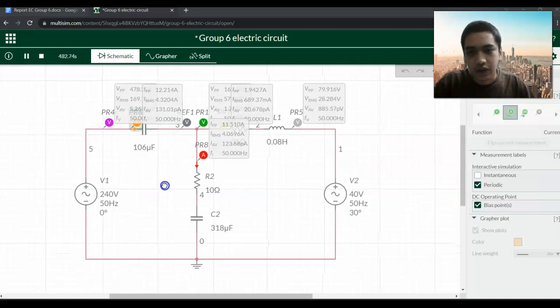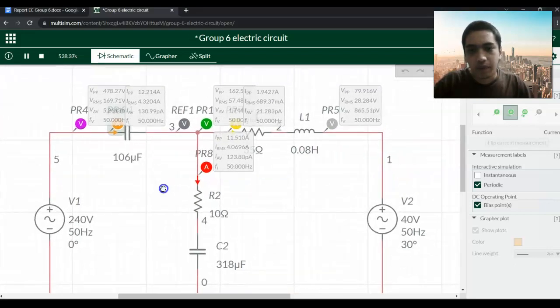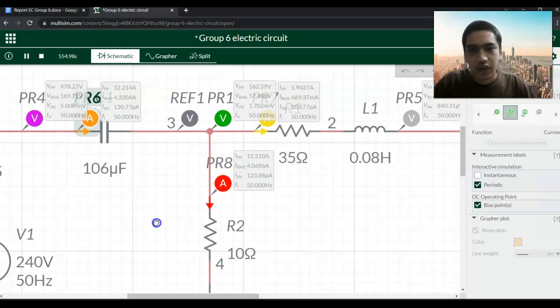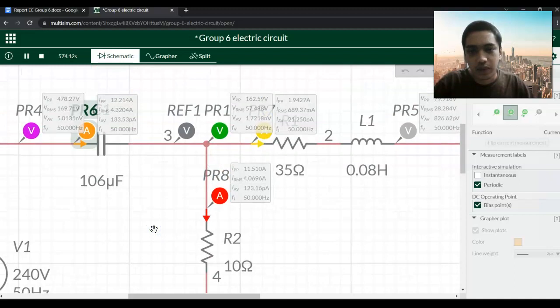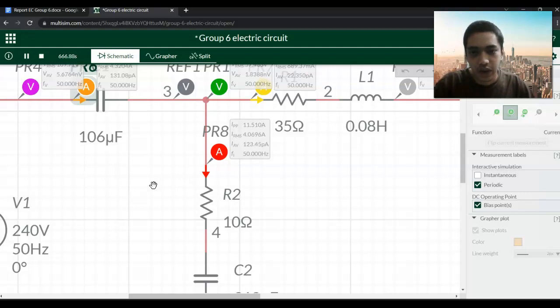Next, for the voltage across the load, the V peak to peak is 162.59 volt and the VRMS is 57.488 volt, while the current peak to peak is 11.51 ampere and the IRMS is 4.696 ampere.